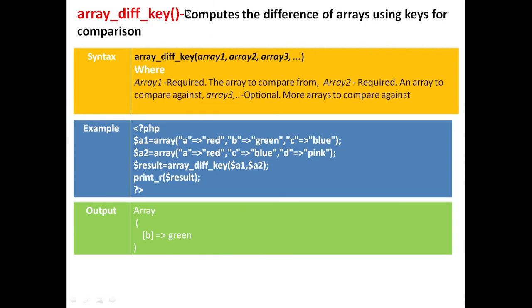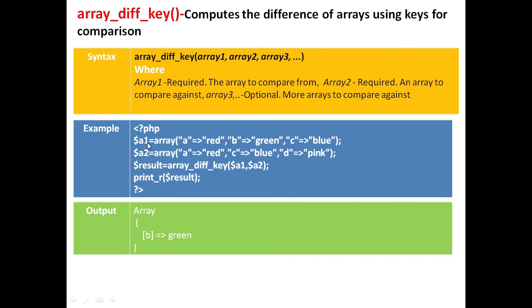Next is array_diff_key, which computes the differences of arrays using the keys for comparison. General syntax is array_diff_key with array1, array2 and array3, where array1 is the array to compare from, array2 is an array to compare against, and array3 is optional.